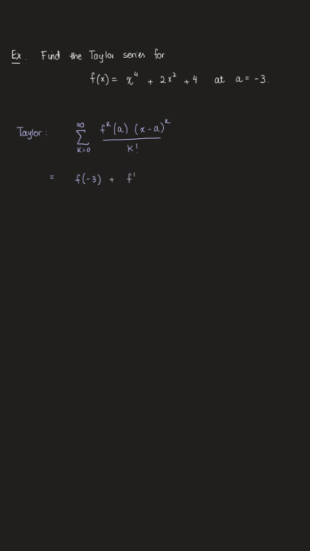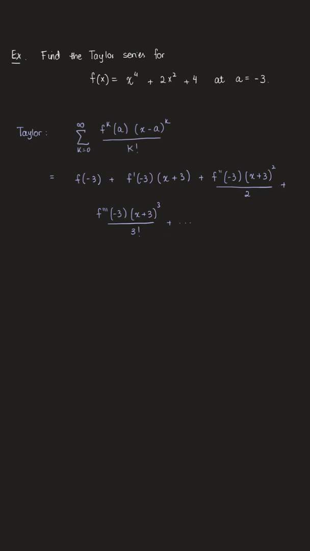Then the first derivative evaluated at -3 times x minus -3, or x plus 3 to the first power. Then we'll need the second derivative evaluated at -3 times x plus 3 squared over 2 factorial, and so on. The third derivative evaluated at -3 times x plus 3 cubed over 3 factorial. And we'll continue as long as we can. We can assume that we'll probably get a finite polynomial of order 4. But we'll look as we work on the problem.